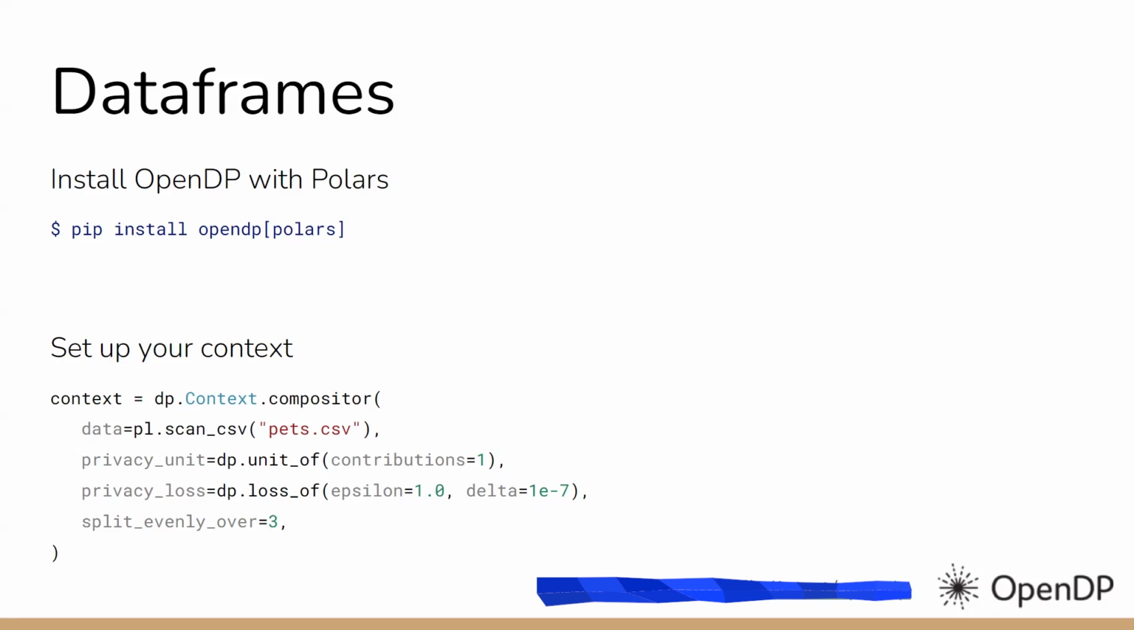Yeah, I guess that's what you were just referring to, is support for user ID as the privacy unit. Yep. That's in the roadmap. Yep, exactly.